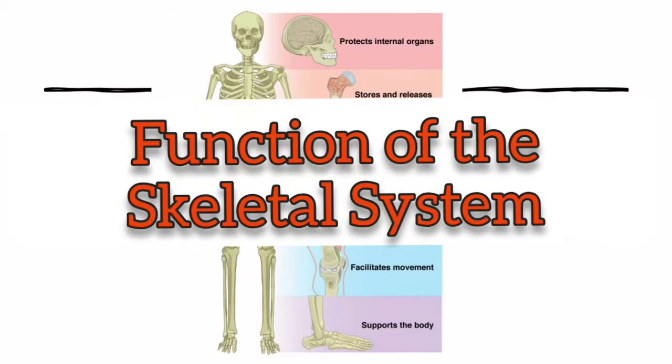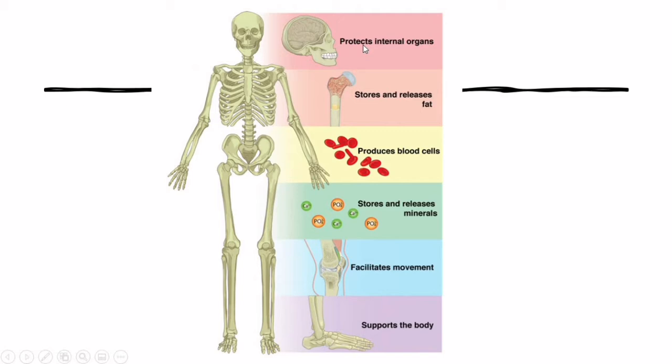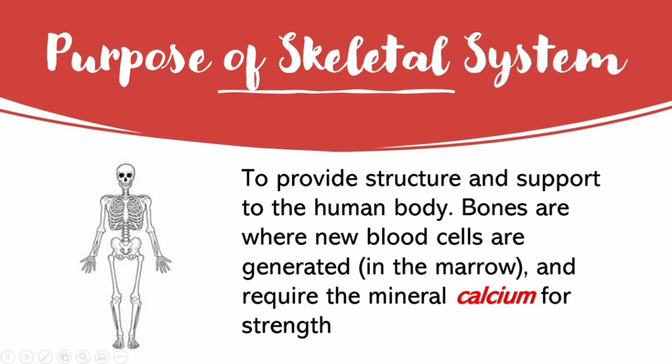Function of the skeletal system. It protects internal organs, stores and releases fat, produces blood cells, stores and releases minerals, facilitates movement, and supports the body. Its purpose is to provide structure and support to the human body. Bones are where new blood cells are generated in the marrow, and they require the mineral calcium for strength.